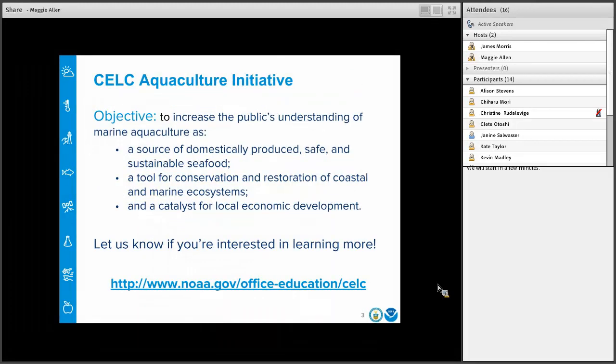About last year, we started this aquaculture initiative to increase the public's understanding of marine aquaculture. We're hoping to work with our aquariums to educate the public about aquaculture, and that it can be a source of domestically produced, safe, and sustainable seafood, a way to conserve and restore coastal habitats, and it can also be a catalyst for economic development.